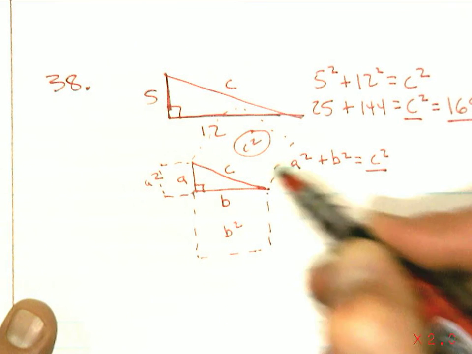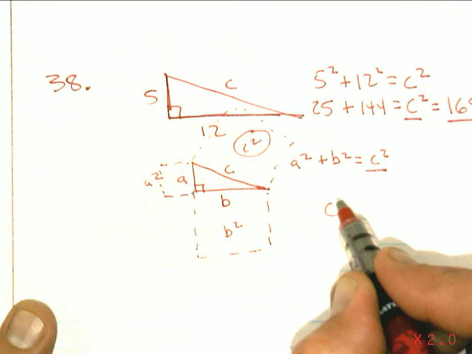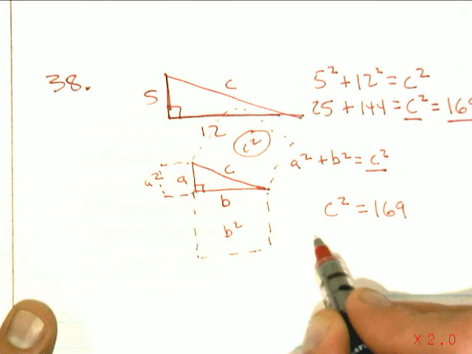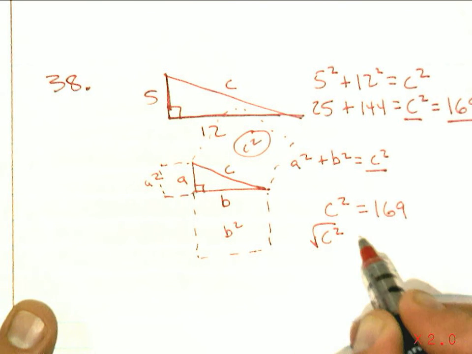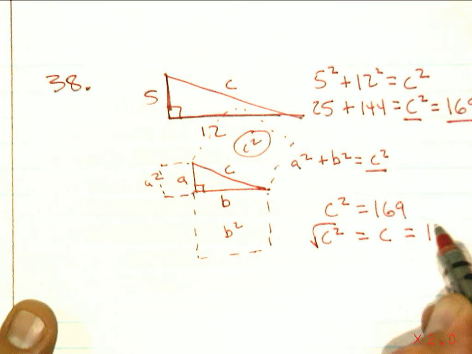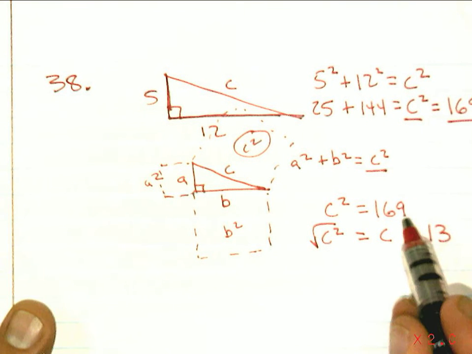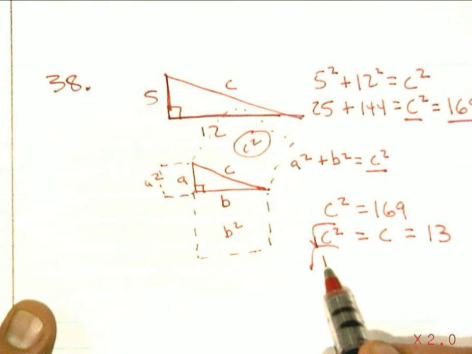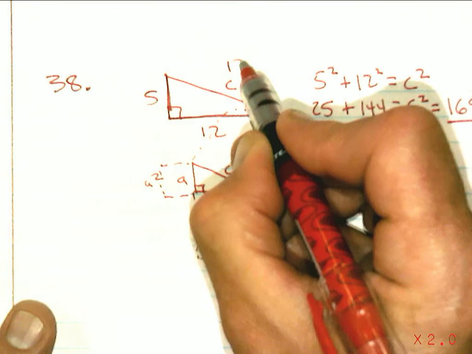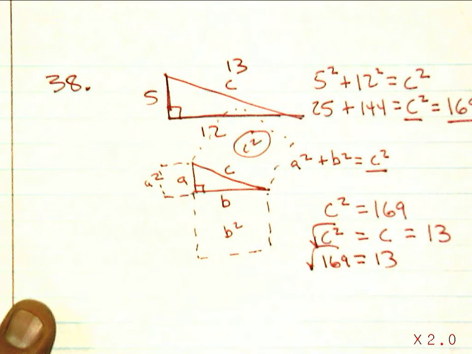To find the length of the side, I need to take the square root of 169. In other words, the square root of C squared is equal to C. The square root of 169 is equal to 13, and so that side of the triangle has length 13.